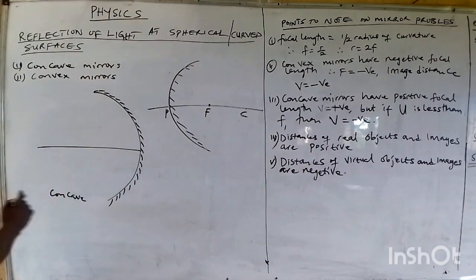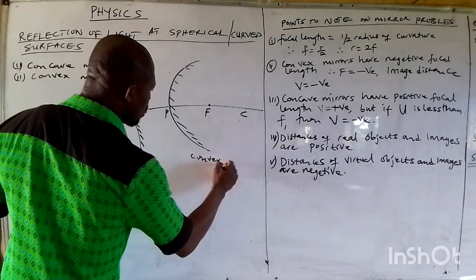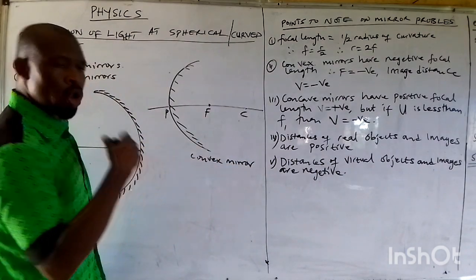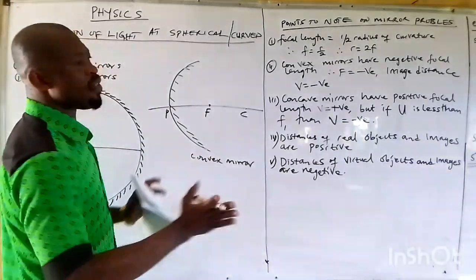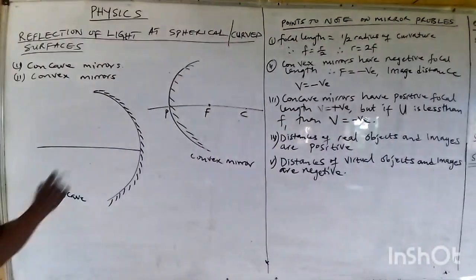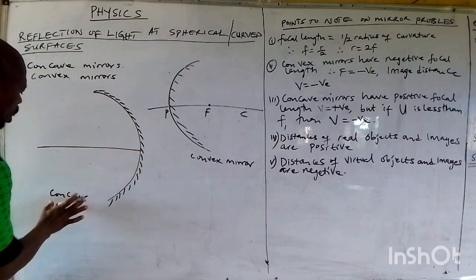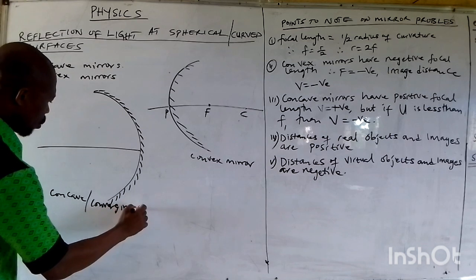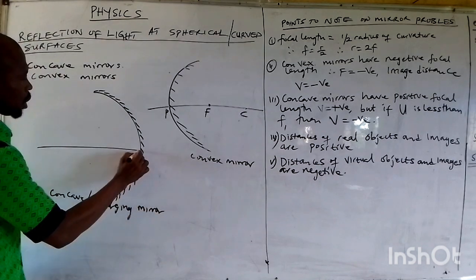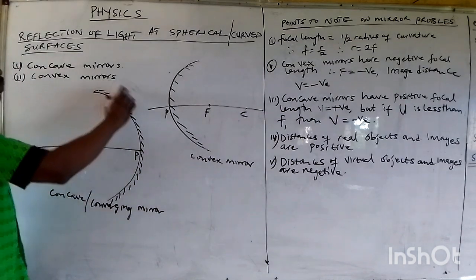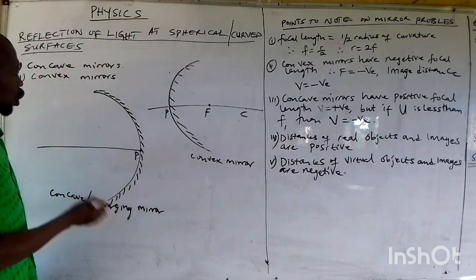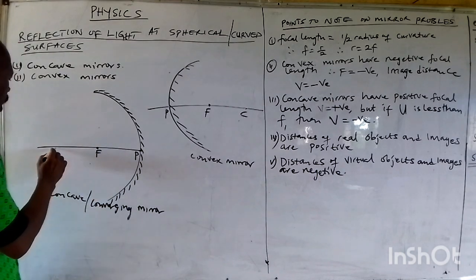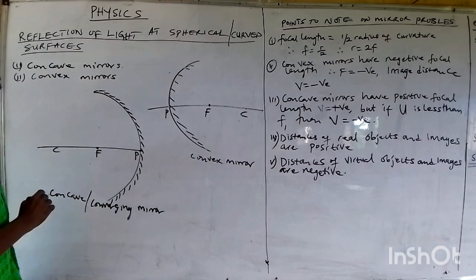The same thing with this. So this is a convex mirror. Otherwise, it can be called a diverging mirror because it diverges incident rays. Whereas this one is a concave or converging mirror. Now, this is the pole. Of course, the pole is the point that subdivides the mirror into two equal parts. We have somewhere here the principal focus, and here is the center of curvature.